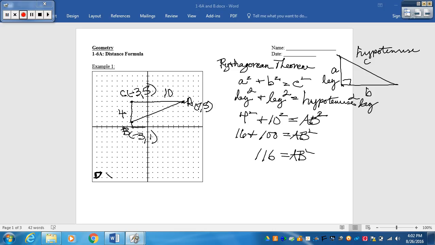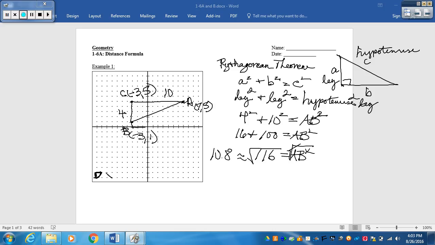Well, you undo a square by doing the square root. So you can go ahead and square root that, and they will cancel each other out. Okay? So we get the square root of 116 is equal to the length of AB. Now, at this point in time, you can go ahead and plug that into your calculator, and you're going to get approximately 10.8. So I'll just jot that down right here. 10.8.